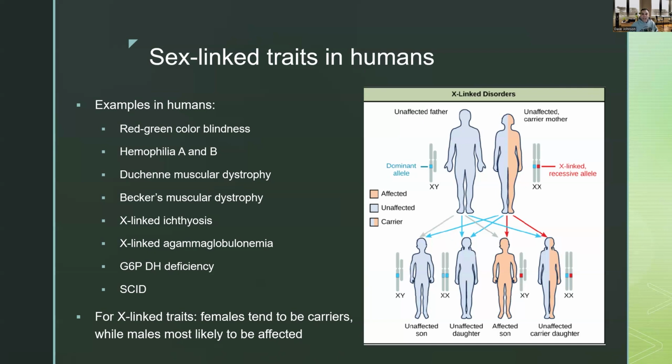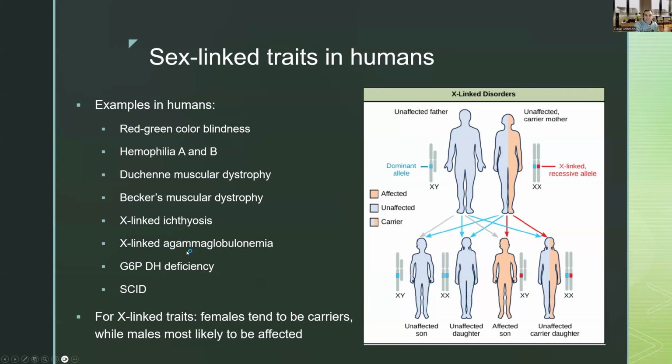And as such, they tend to be found at significantly higher rates in genetic males, simply because dad's Y chromosome can't rescue the affected chromosome that's coming from mom. So in general, females tend to be carriers of these while the males are most likely affected.